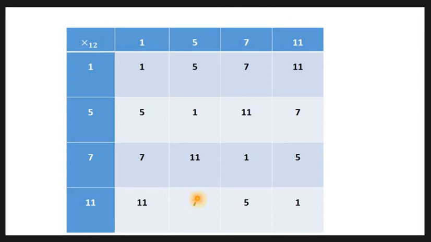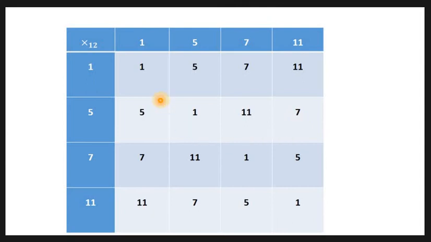So the remainder is 7 after subtracting 48, that is a multiple of 12. Then 11 sevens are 77. So 77 minus 72, we get 5. And 11 elevens are 121. 121 minus 120, 12 tens are 120, is 1. So like this the table is filled.